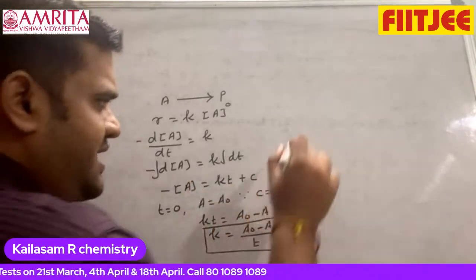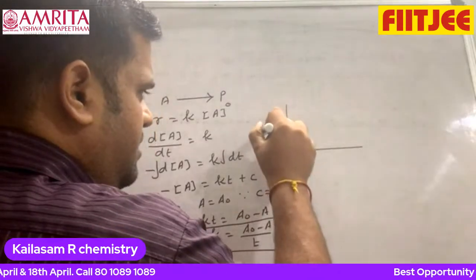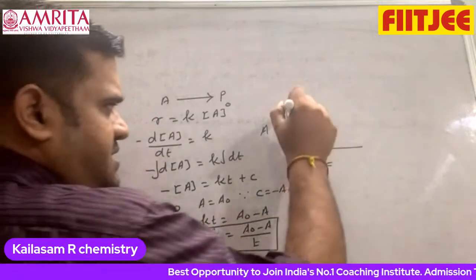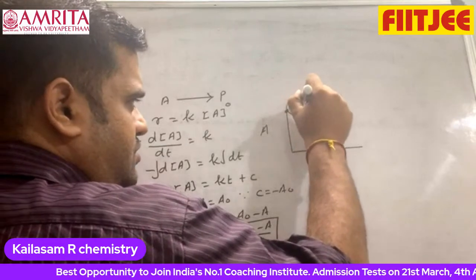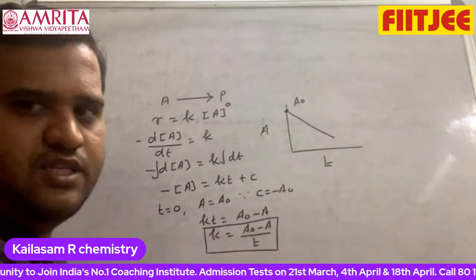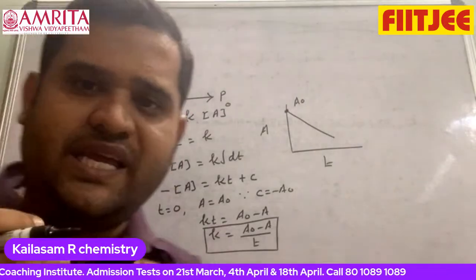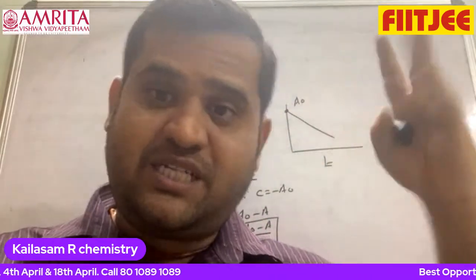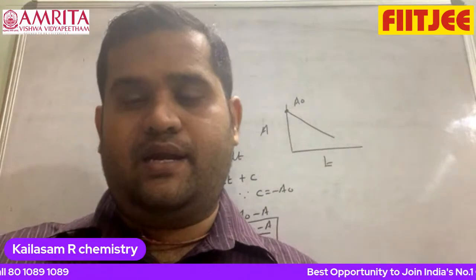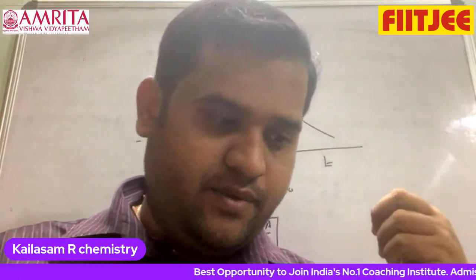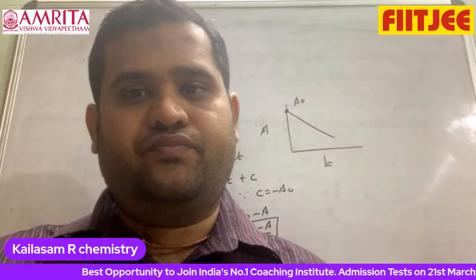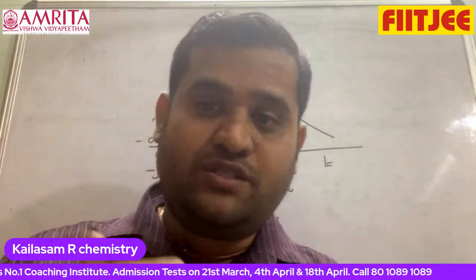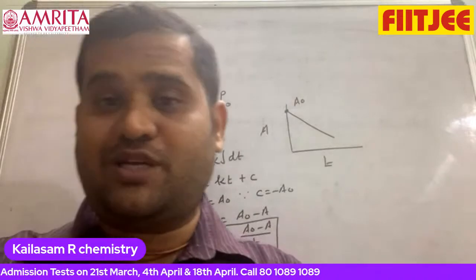Now, if we draw the graph, same logic, A versus t. The intercept is nothing but A naught at time equal to 0. This is the logic of the zero order. That means the gaseous decomposition of ammonia follows zero order at very high pressure. The decomposition of ammonia gas follows zero order kinetics. Many catalyst reactions follow zero order kinetics at very high pressure because of the adsorption process.